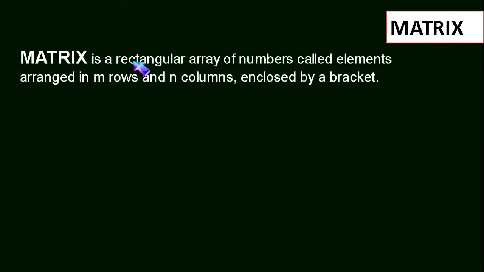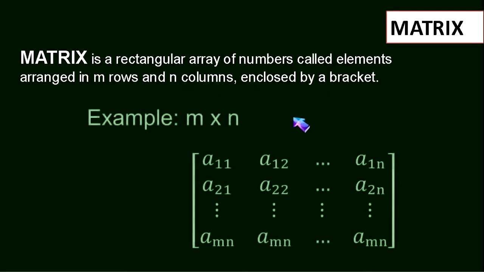So what is matrix? Matrix is a rectangular array of numbers called elements arranged in m rows and n columns enclosed by a bracket. So we have here an illustration of what we call matrix. So this A11, A12 are the elements of matrix. So this m represents the number of rows, this n represents the number of columns.